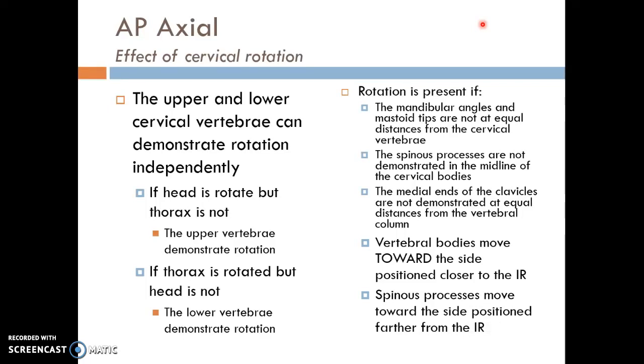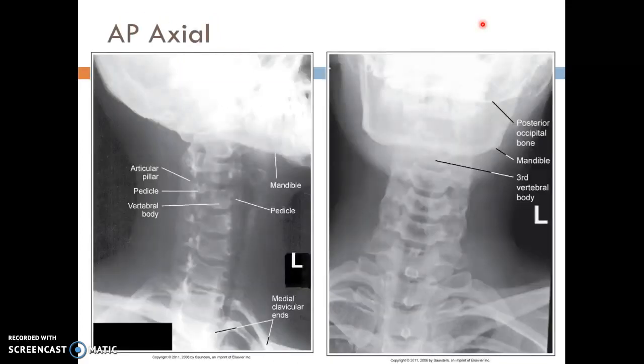Rotation is present if the mandibular angles and the mastoid tips are not at equal distance from the cervical vertebrae. The spinous processes are not demonstrated in the midline of the cervical bodies. The medial ends of the clavicles are not demonstrated at equal distance from the vertebral column. The vertebral bodies move towards the side closest to the image receptor. The spinous processes move towards the side furthest from the image receptor.